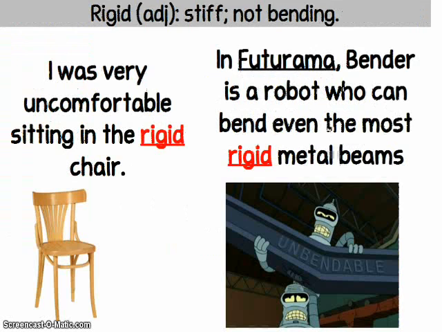Our next word is rigid. Rigid is an adjective, which means that it is a word that's going to be used to describe nouns, and nouns are people, places, and things. Use the word rigid to describe something that's stiff and not bending. So: I was very uncomfortable sitting in the rigid chair.